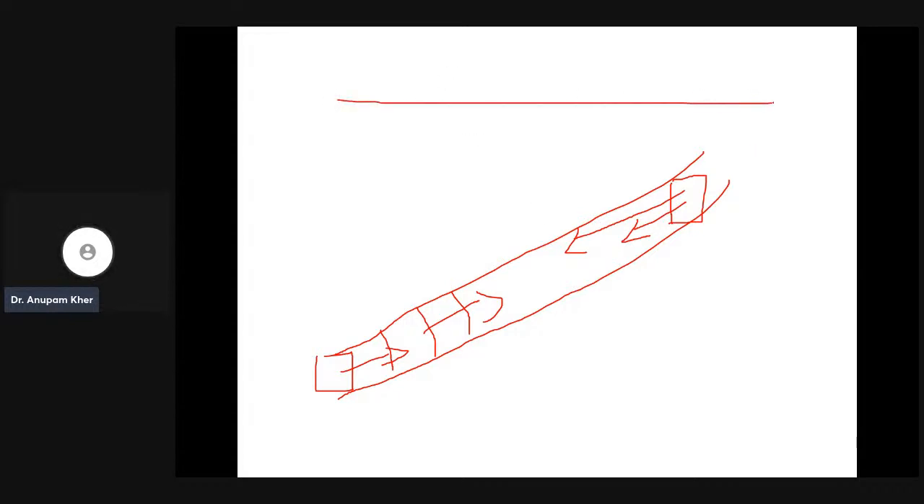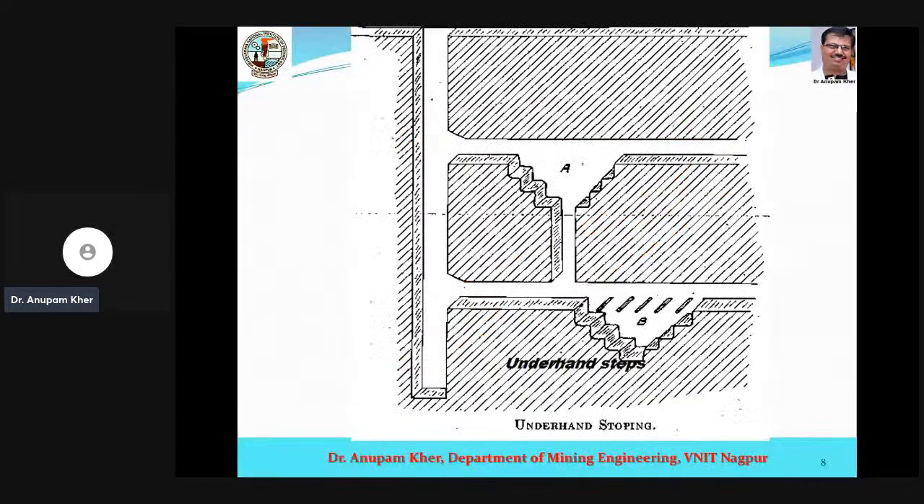But if the same orebody becomes more or less flat or very mild, what will happen? We are always moving either from this point or this point, almost always horizontally, or we will say correctly in the frontal direction, then it becomes breast stoping. Okay, yeah. So this is underhand.